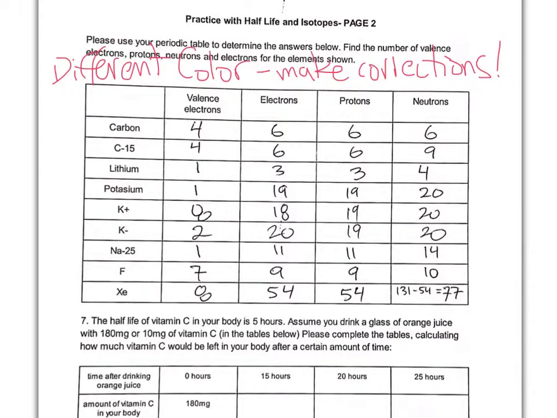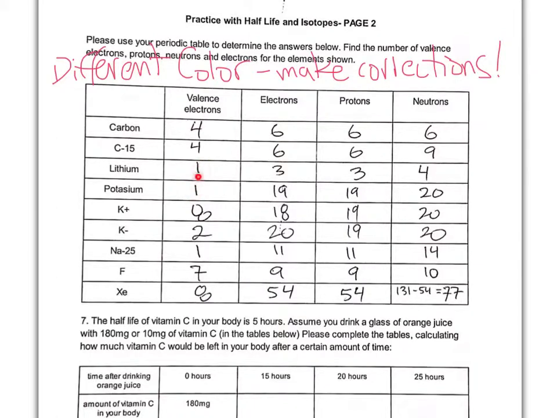Again, we're finding neutrons, protons, electrons, valence electrons. Carbon has an atomic number of 6, so 6 protons, an equal number of electrons, an atomic mass of 12, meaning 6 neutrons, and 4 valence electrons, all the way down. This would be carbon 15. Notice how protons plus neutrons equals 15.